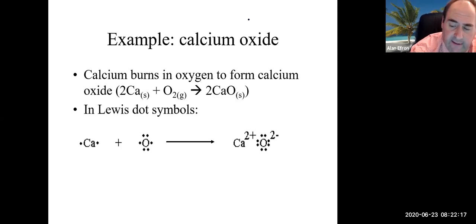And again, if we look at calcium's electron configuration, 1s2, 2s2, 2p6, 3s2, 3p6, and 4s2. That 4s2 is the 2 valence electrons that we see in calcium.